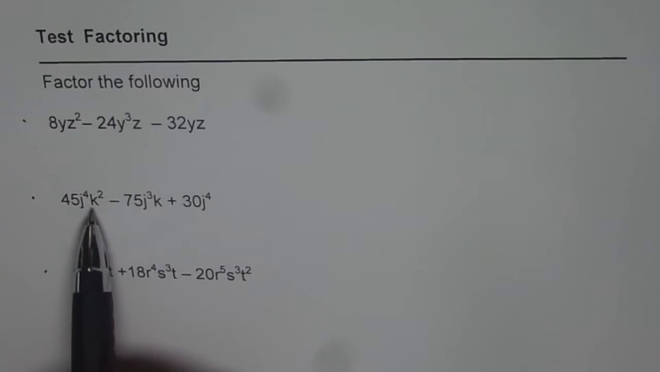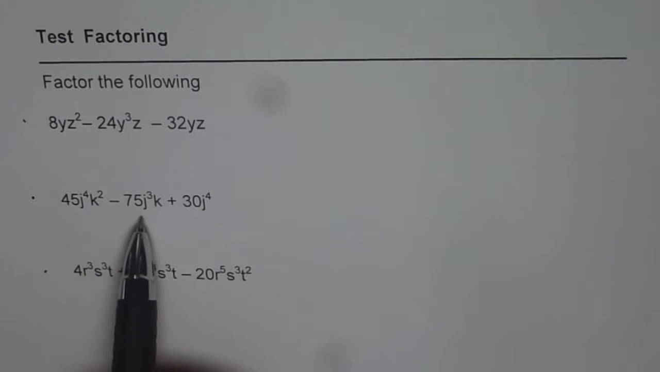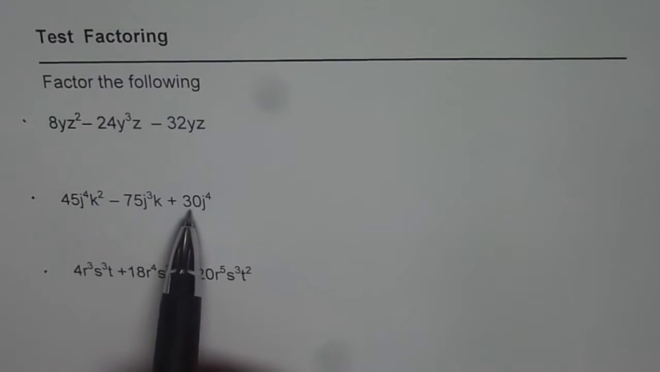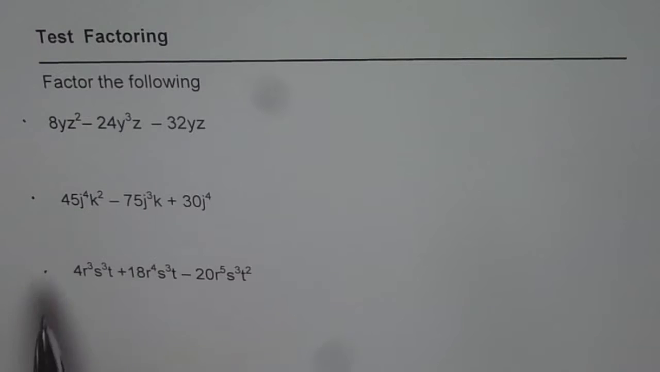45j to the power of 4 k square minus 75j cube k plus 30j to the power of 4. And the last one here is 4r cube s cube t plus 16r to the power of 4 s cube t minus 20r to the power of 5 s cube t square. Now here we need to factor, or rather we need to find the common factors from the three terms.